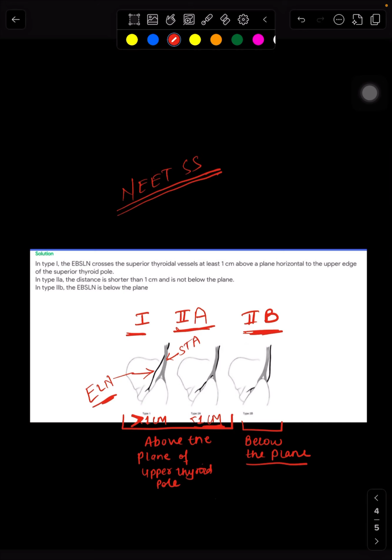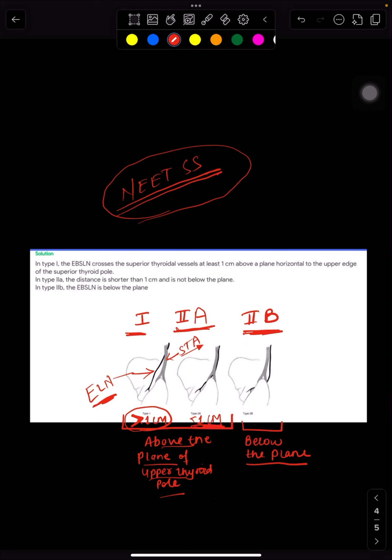Another question which is mostly asked in NEET SS is the Cernea classification. The Cernea classification tells us about the relationship of the external laryngeal nerve and the superior thyroid artery. It has three types: 1, 2A and 2B. In type 1, the external laryngeal nerve goes more than 1 centimeter above the plane of the upper pole of the thyroid, whereas in 2A it goes within 1 centimeter of the plane of the upper pole of the thyroid. In 2B it goes below the plane of the upper pole of the thyroid.